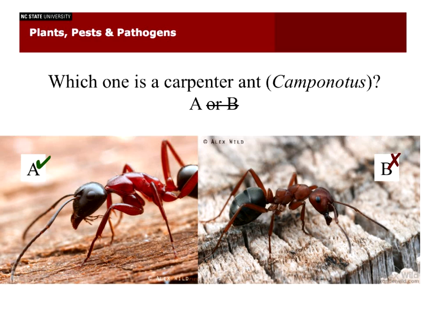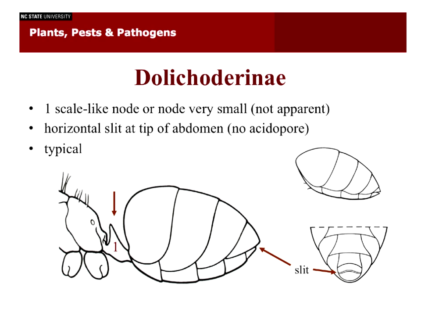So that's it for our Formicinae. So we've gone over the Ponerinae, the stinging primitive ants, the Formicinae, which are kind of the larger, typical looking ants. Now we do the Dolichoderinae. These are very similar to Formicinae, and they don't differ very much. They have a one scale-like node as well, but it's not apparent. It's basically almost absent in some of the ants.